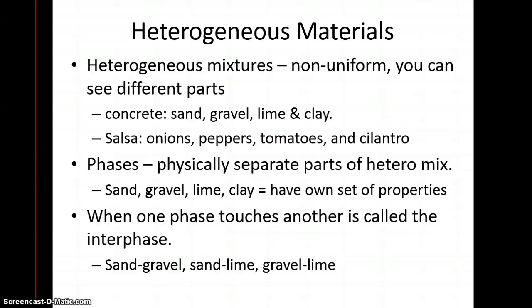Okay, in the last video I mentioned that there are heterogeneous materials and homogeneous materials. We're going to start talking about heterogeneous materials. Heterogeneous materials are also known as heterogeneous mixtures. They're non-uniform. You can see different parts. Sometimes in order to see those parts, though, you may need a microscope. I'll just give you some examples, though, of ones we can see.